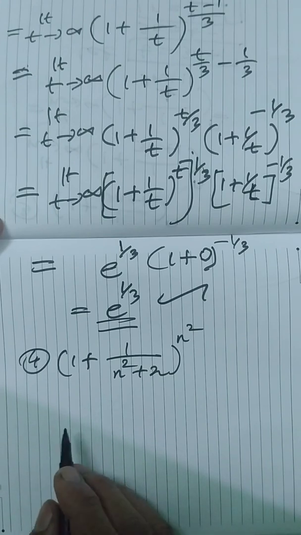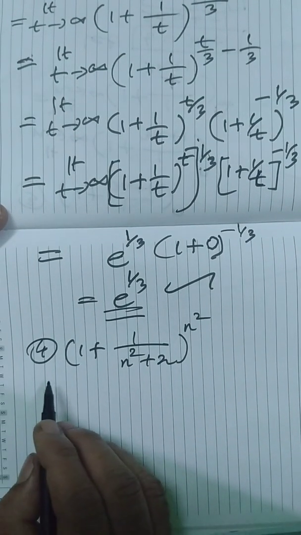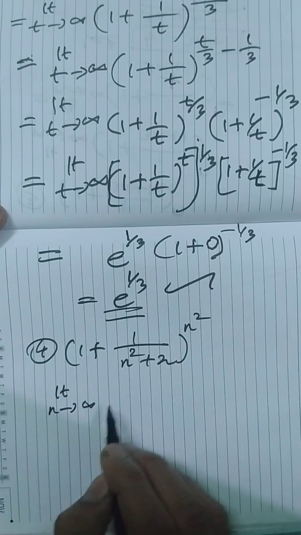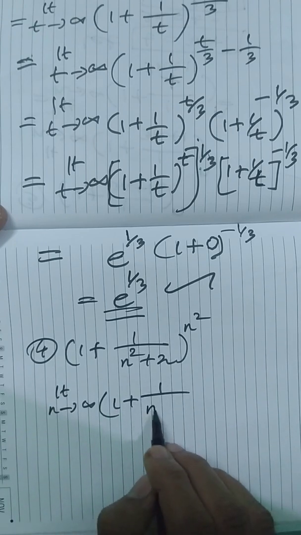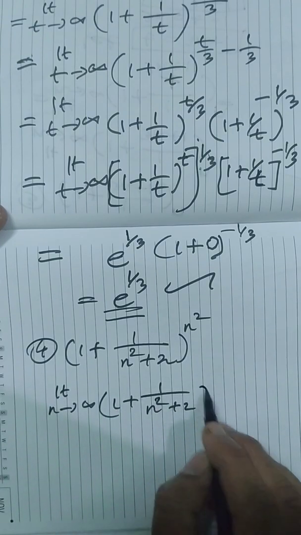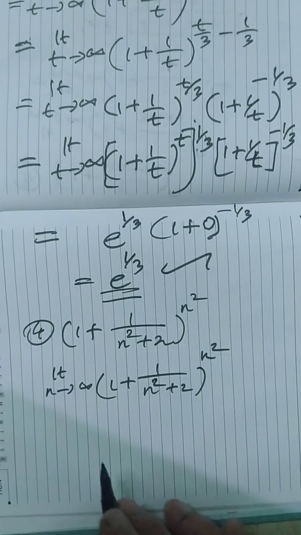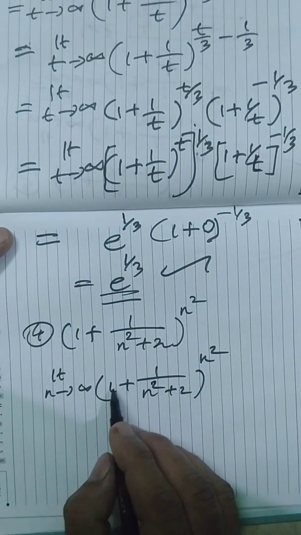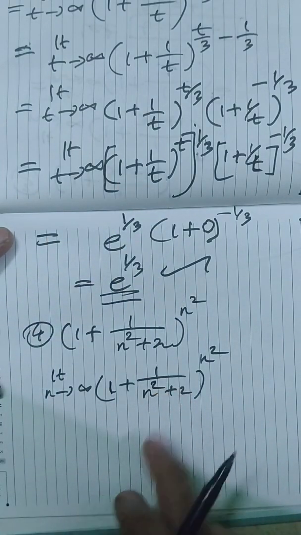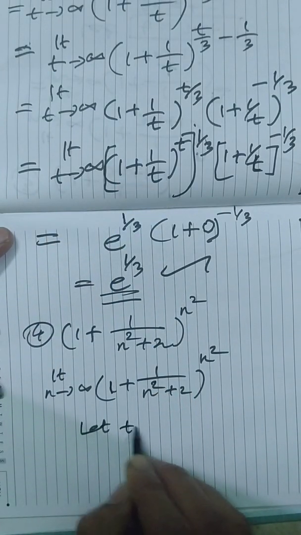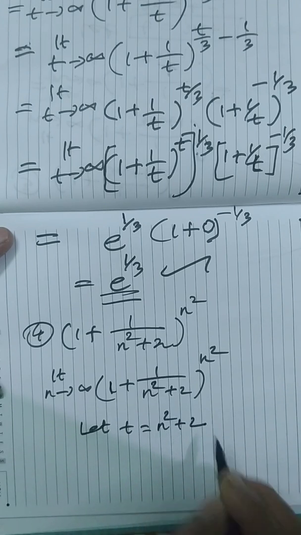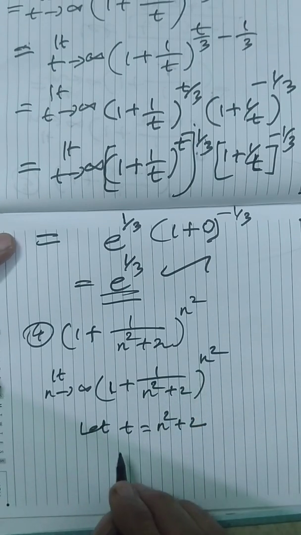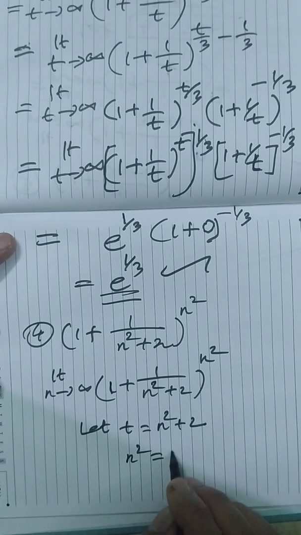Next, fourth problem. Limit n tends to infinity, (1 plus 1 by n square plus 2) whole power n square. So we have to bring this particular pattern. For our convenience, we take let t equal to n square plus 2. So what can we substitute for n square? n square is equal to t minus 2.